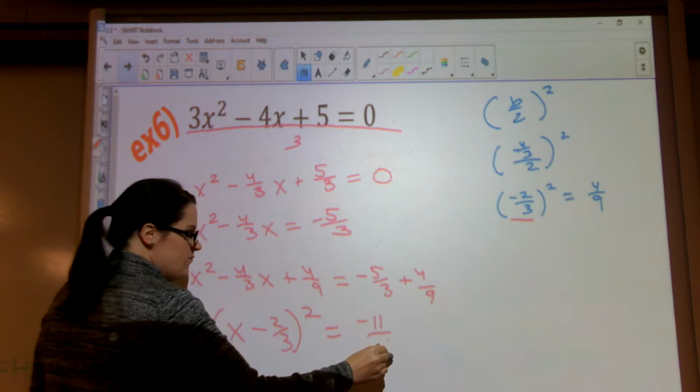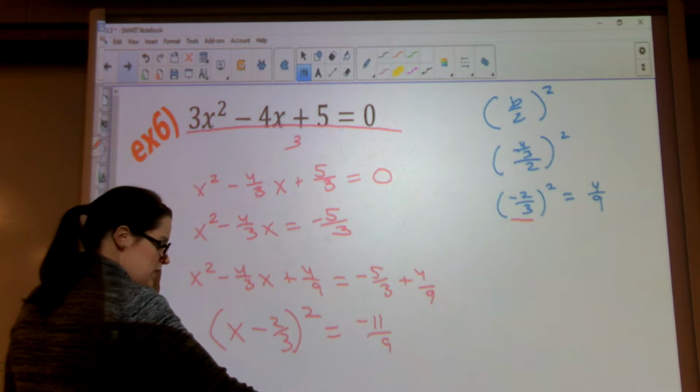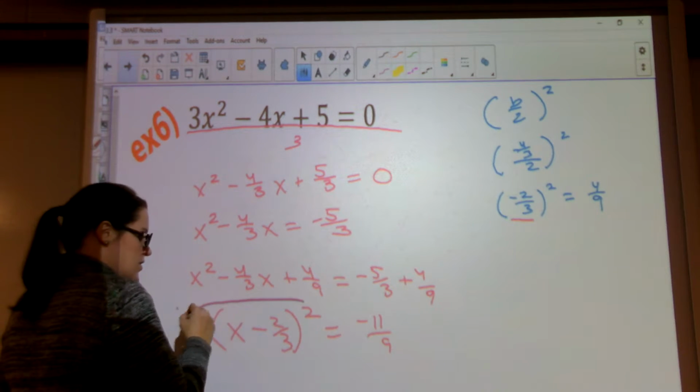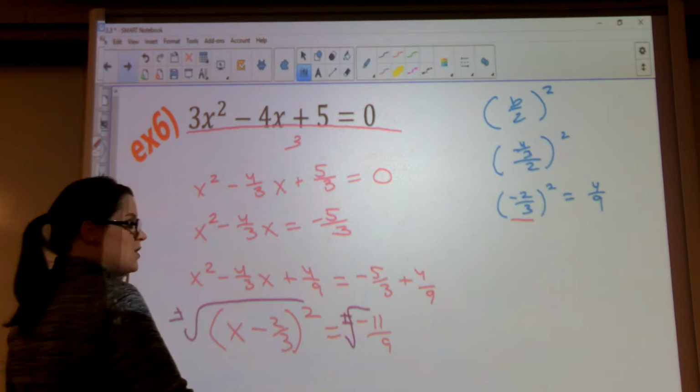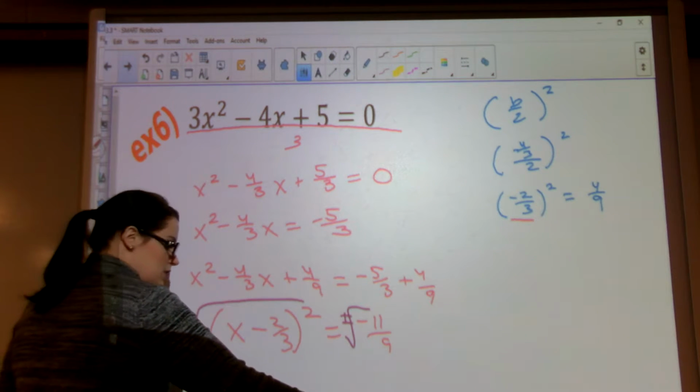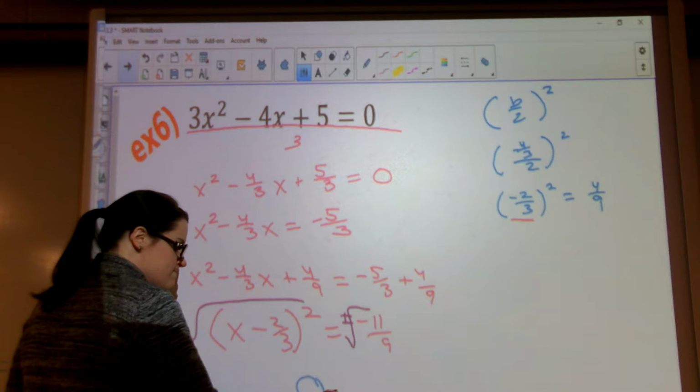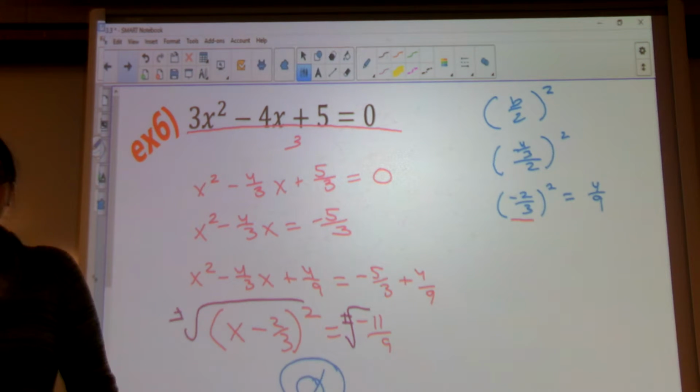Yeah. Ho, ho, ho. You see what's going on? Minus. What's going on? No solution. You've got a negative inside your square root.